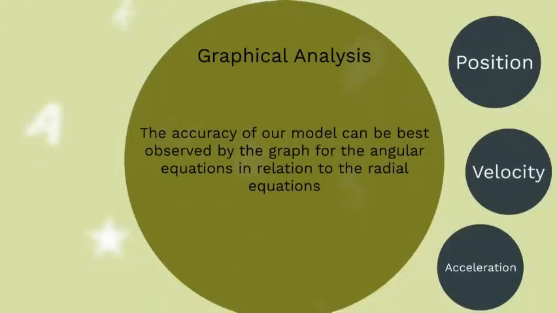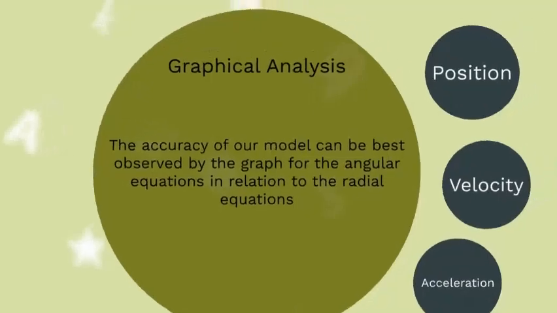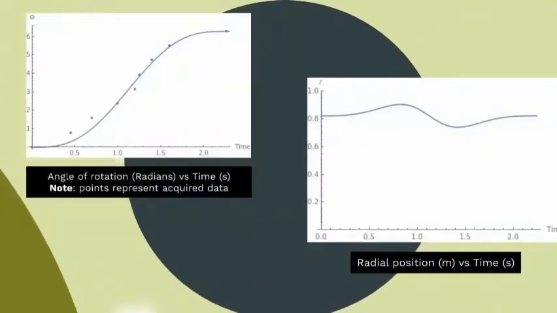Now the graphical analysis of our model. The accuracy of our model can be best observed by the graph for the angular equations in relation to the radial equations. And these are the position graphs. In the top left graph is our data that we recorded from the video, and the line is our model that we found. And you can see it closely fits the data. In the bottom right is just the change in the radius of the bird's mass over time.